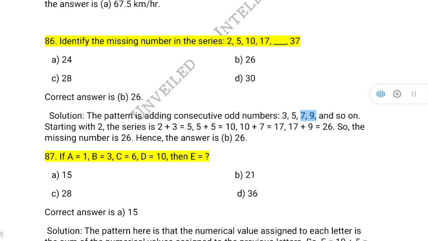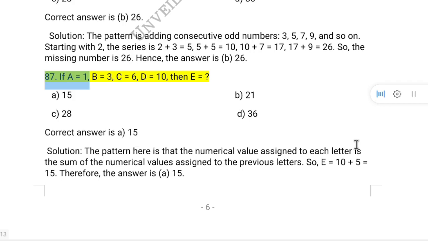3, 5, 7, 9, and so on. Starting with 2, the series is 2 plus 3 equals 5. 5 plus 5 equals 10. 10 plus 7 equals 17. 17 plus 9 equals 26. So the missing number is 26. Hence, the answer is B.